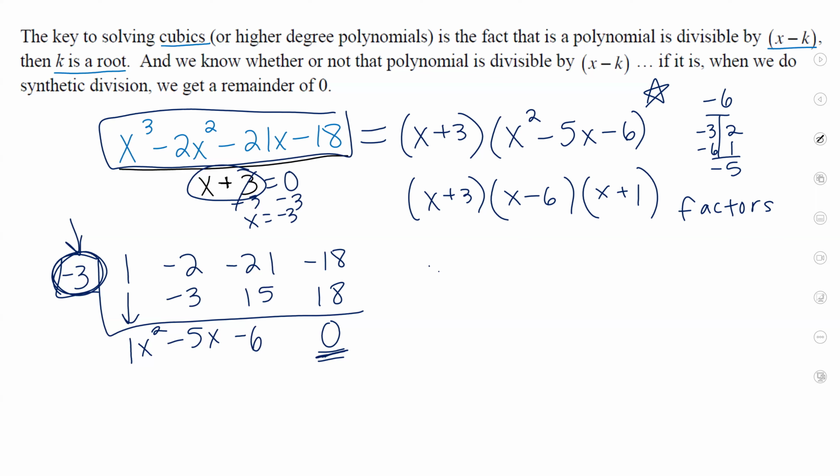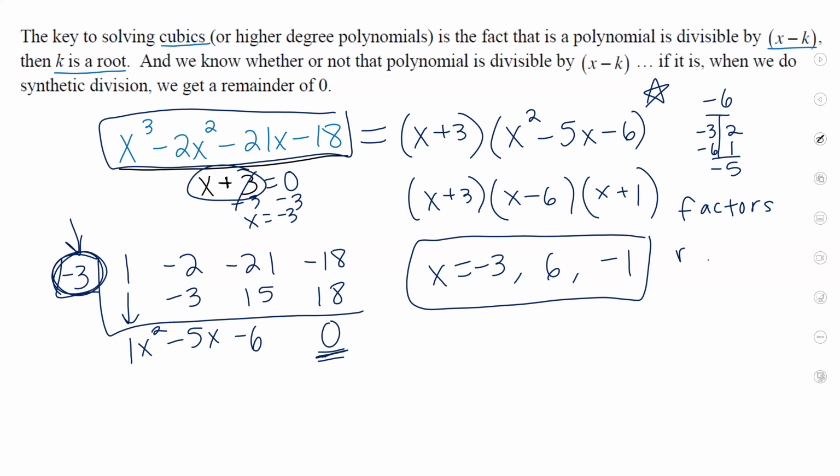My solutions, I know this one is -3. What's this one in the middle? 6. And the last one? Yep, these are my solutions. We're also going to call them roots. These are also called your zeros. They're also called x-intercepts, not just solutions. All these words are interchangeable, so make sure you recognize the vocabulary.